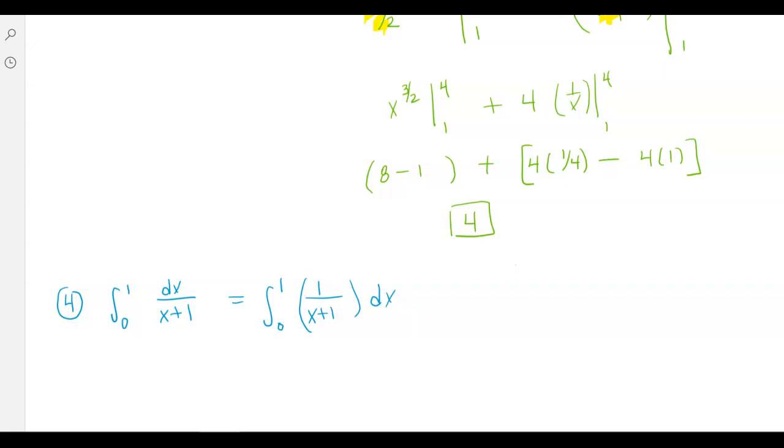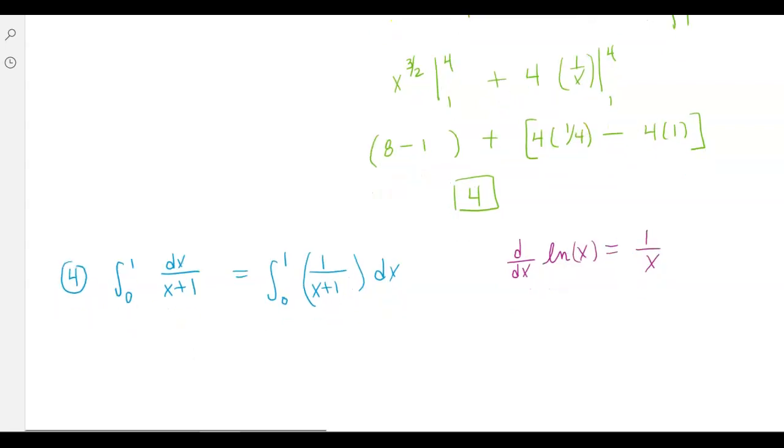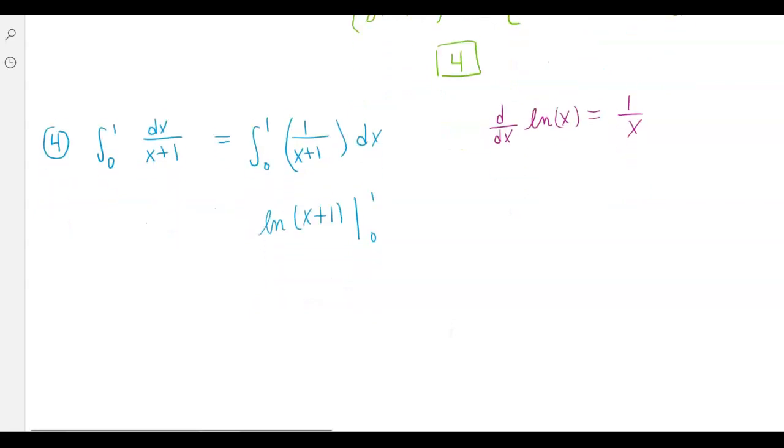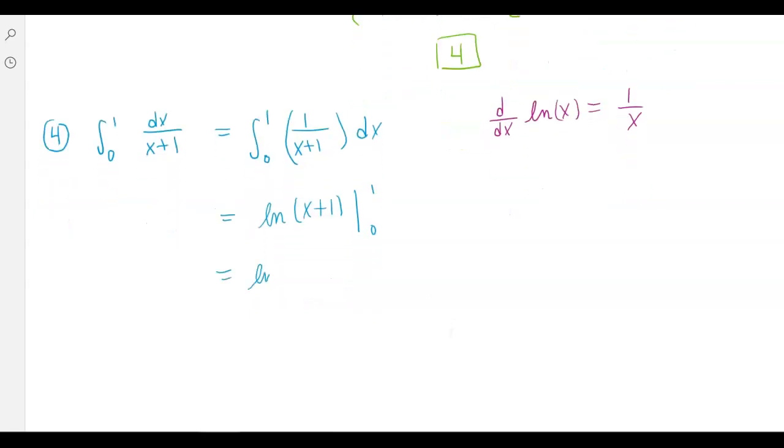Remember that we had this definition that when we take the derivative of natural log of x, we get 1 over x. So thinking of the antiderivative, this is going to be the natural log of x plus 1, and then we're going to evaluate it between 0 and 1. So we're looking at the natural log of 2 minus the natural log of 1. Again, I plug the upper bound in first, and then I plug the lower bound in second. So that is going to be the natural log of 2.